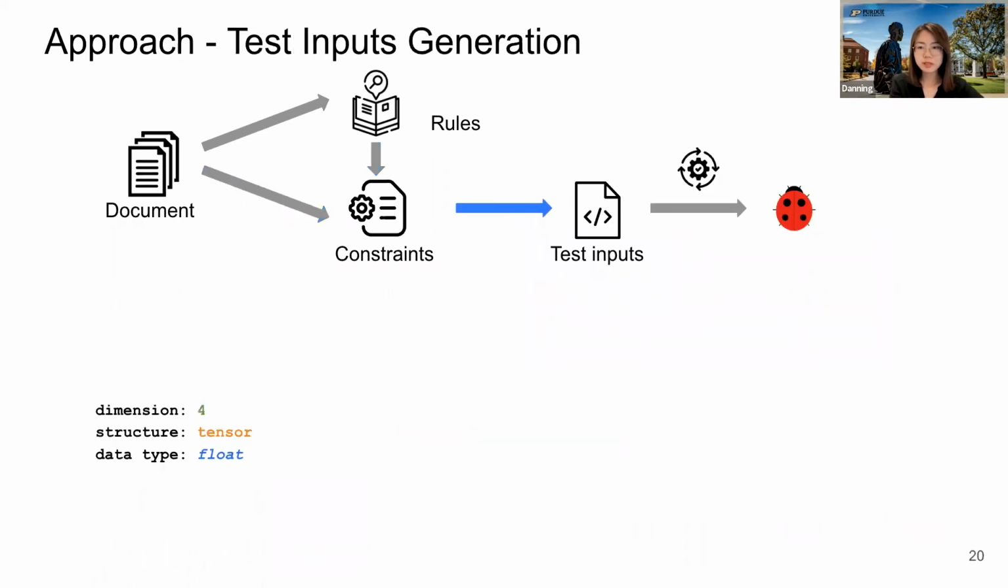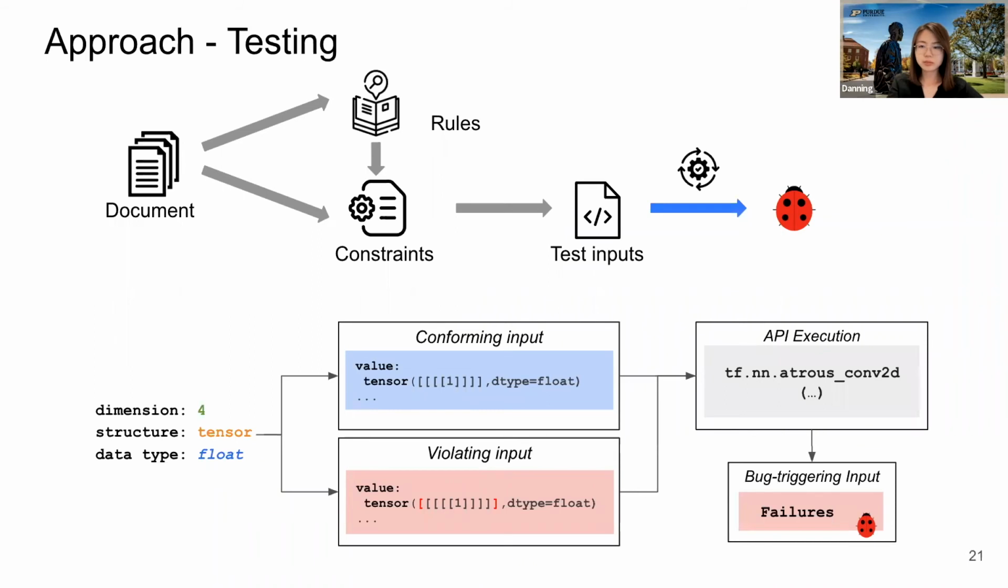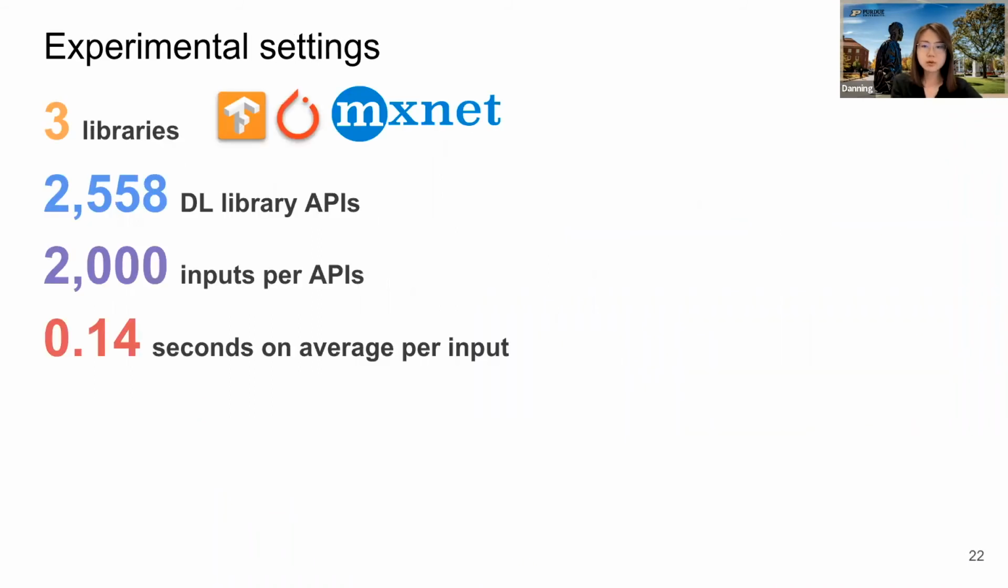To demonstrate the effectiveness of these extracted constraints, we implemented a fuzzer to generate test inputs, either conforming or violating the constraints, and executes the input to detect bugs. Here are our experimental settings. We evaluate DocTer on 3 most popular deep learning libraries, TensorFlow, PyTorch, and MXNet. We collect 2,558 relevant deep learning library APIs to apply DocTer on. After the constraints are extracted, we generate 2,000 inputs for each of the APIs. On average, it takes 0.14 seconds for DocTer to generate and test each input.